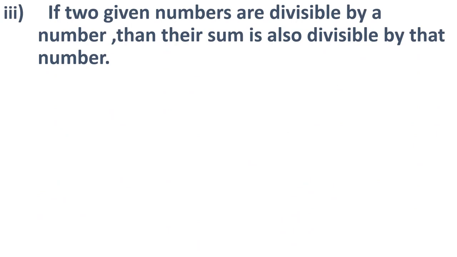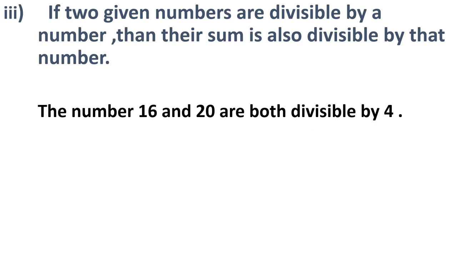If two given numbers are divisible by a number, now we have two different numbers and both are divisible by one number, then their sum is also divisible by that number. Which means we have two numbers, we find their sum, and that sum is also divisible by that number. See the example. The numbers 16 and 20 are both divisible by 4, that you all know. 4 4s are 16, 4 5s are 20. These both numbers are divisible by 4.